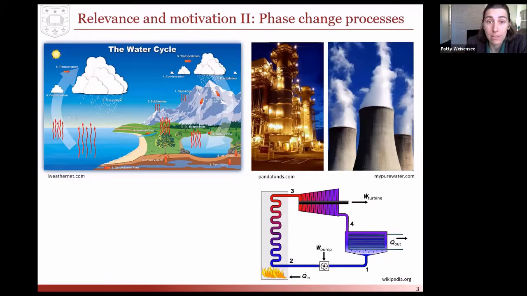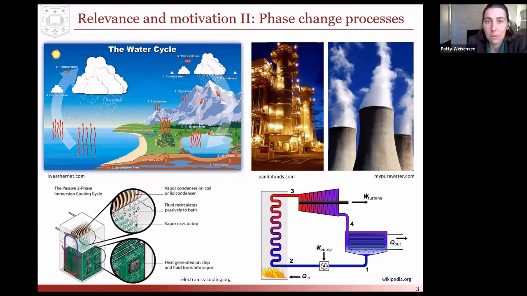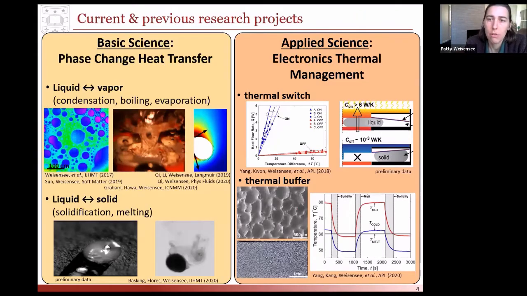processes in power plants or in chemical plants. And on a little bit of a smaller scale in electronics cooling. So the lesson here is that whenever we have evaporation in a closed cycle, we need condensation. So those are intimately coupled. So what my group has been focusing on mostly is combining basic science on phase change heat transfer with some of more applied work on electronics thermal management.